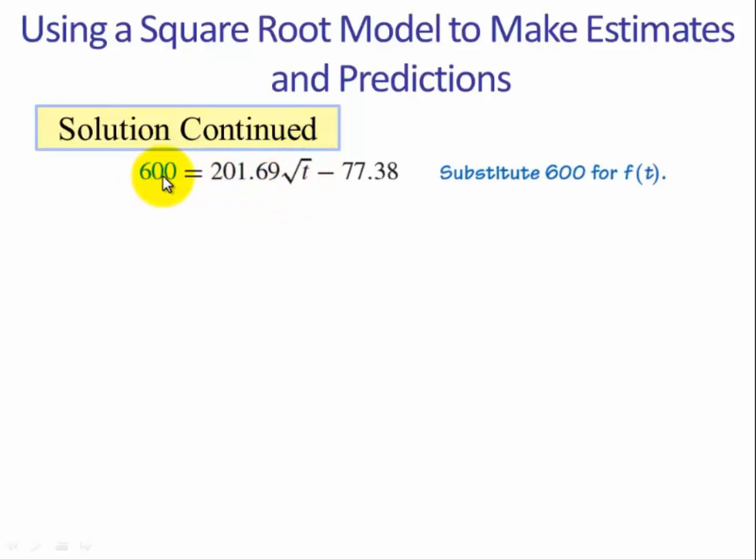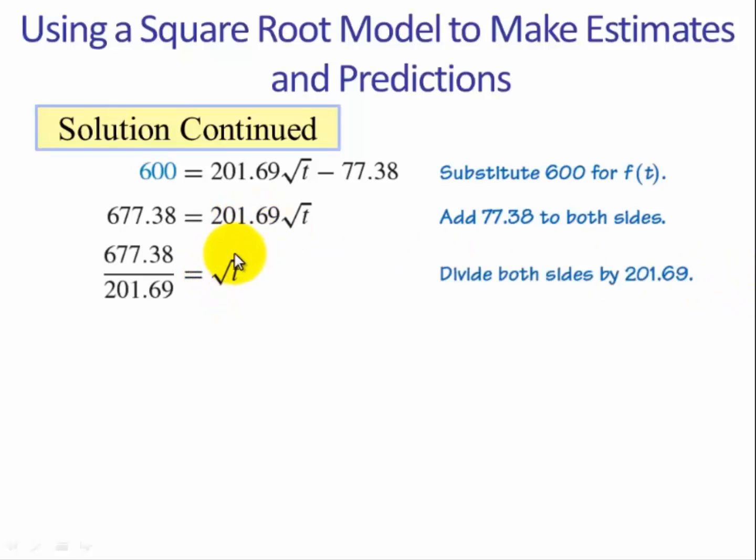Number 3, we have a value of the dependent variable, and we want to find the independent variable. So we know the value of n, and we want to find the time, t. So substituting in 600 for f of t, we solve for t. We need to get rid of the 77.38, and we need to get rid of the 201.69. If we follow the order of operations in reverse, we get rid of addition and subtraction first. So we add 77.38 to both sides. Next, we divide by 201.69.